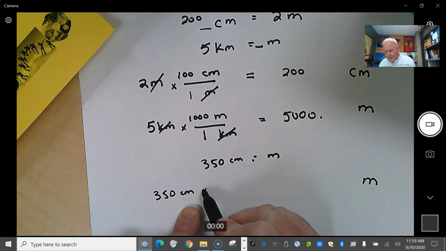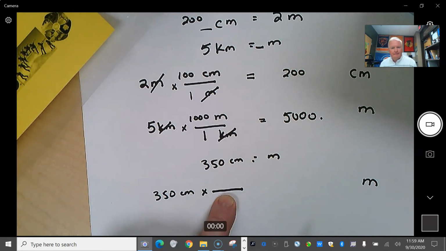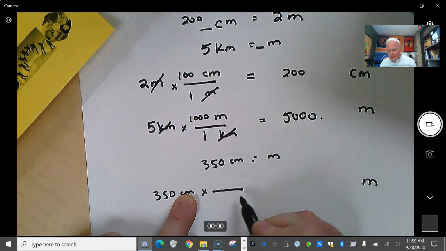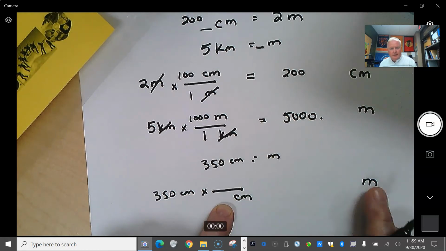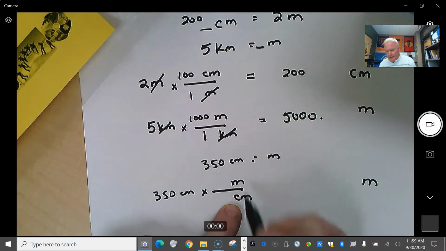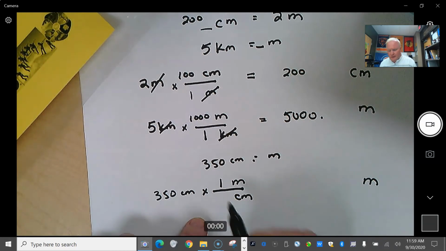Step 2, build a conversion factor. That's just simply drawing a line, right? Step 3, we want to get rid of centimeters, so we put centimeters opposite. We want to get meters, so we put that up here. That's step 4. Step 5, we ask ourselves which one's bigger, meters or centimeters. We put a 1 in front of the bigger one, that's meters. And then we go to our yellow sheet. What's our number for centi?